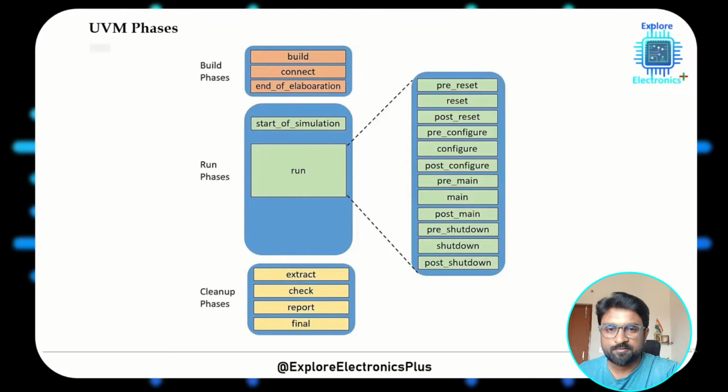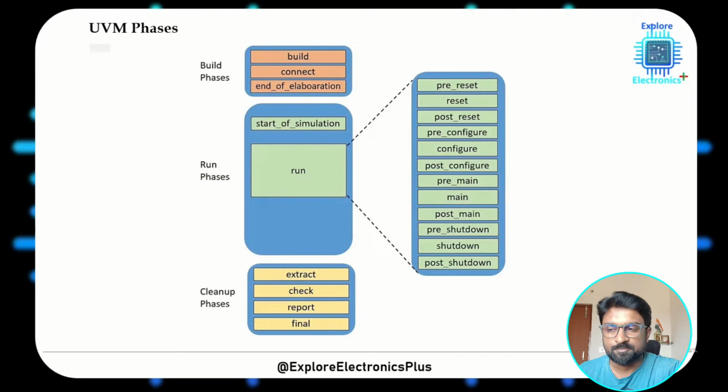Then come the run phases. Once the simulation has started, that is, once the packets are generated and we start driving those packets to the lower modules till the DUT, the start of simulation and run phases come into the picture. In the run phases, you can see here, from pre-reset, then configure, then main phase up to shutdown phase. The heart of all the phases is the run phase.